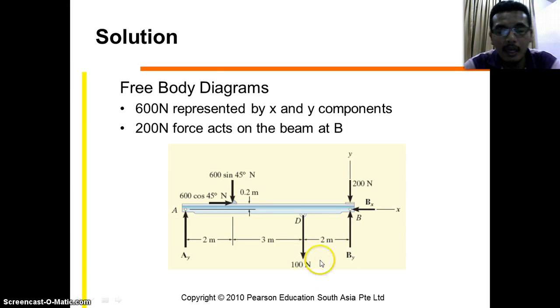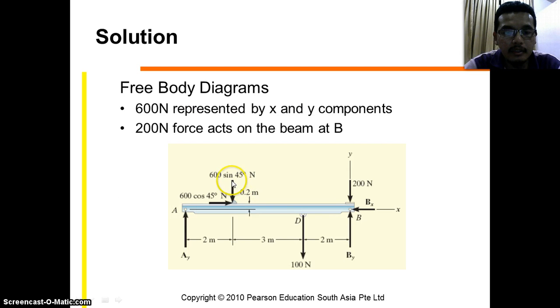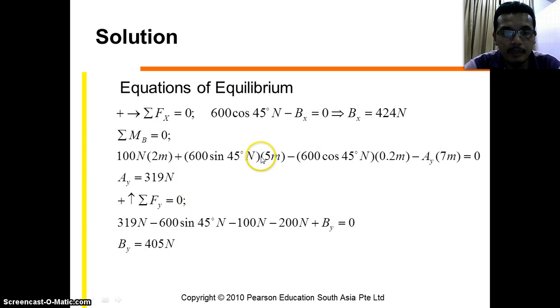This one is counterclockwise. The perpendicular distance from the 100 Newton force is 2 meters. Then the next one is the 600 sin 45, this one going down and rotating about point B. This is also counterclockwise. The perpendicular distance from the 600 sin 45 to point B is 3 meters plus 2 meters, 5 meters. So you can see here 5 meters.